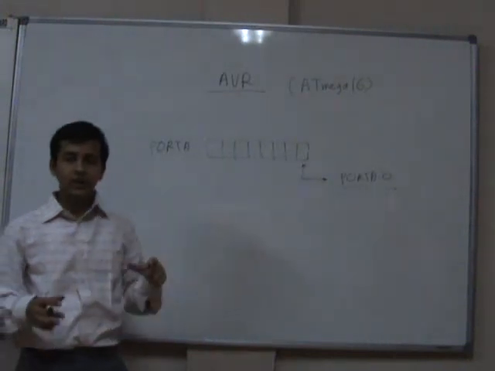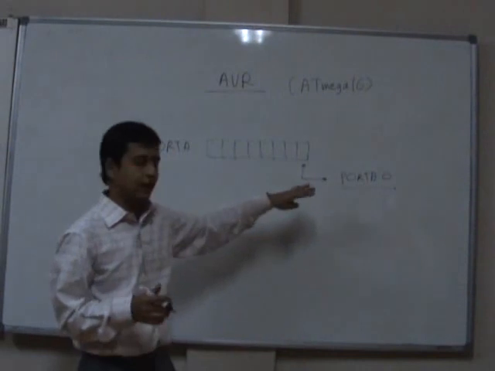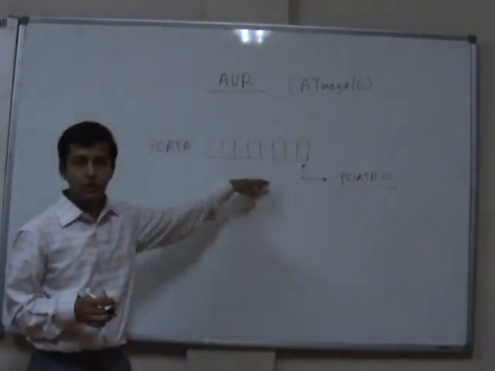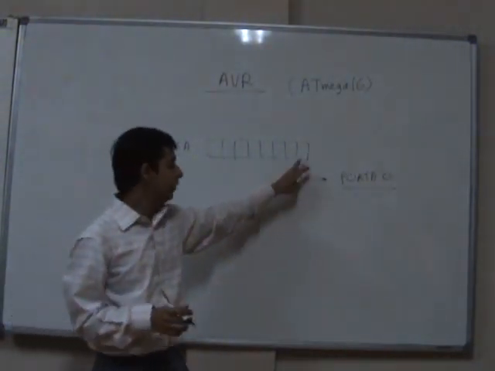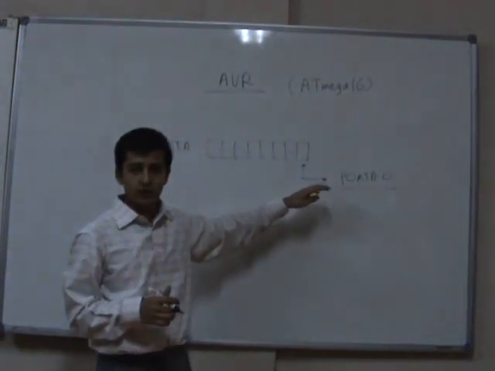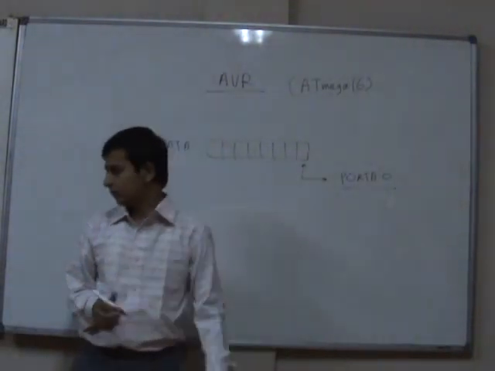Whenever I say a certain bit number, you have to remember that that bit number corresponds to that particular bit location in the port register. So this is a one-to-one correspondence. Bit 0 corresponds to pin 0 of port A, bit 1 corresponds to pin 1 of port A, bit 7 corresponds to pin 7 of port A, and so on.